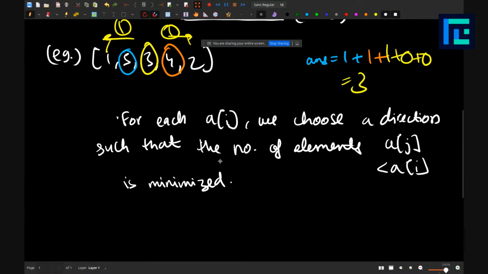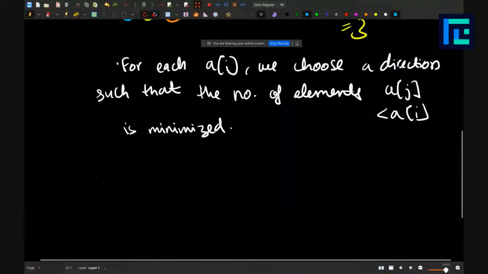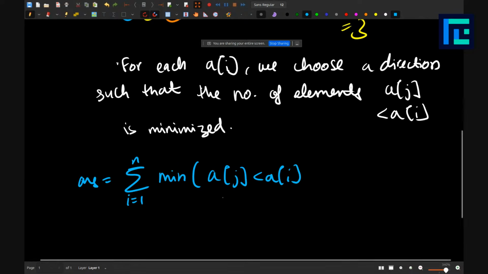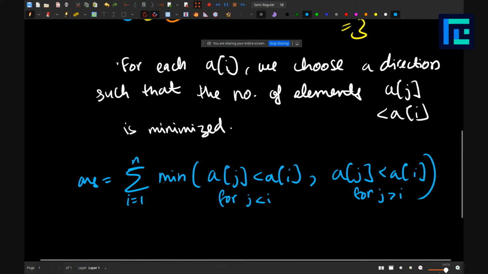Okay, so basically our answer is going to be for each i. So our final answer, we can just write it down directly. So our answer is going to be the sum for each i of the minimum of the count of a of j less than a of i for j less than i, comma, the count of a of j less than a of i for j greater than i, right? And that's it. And then when we find this sum, we can print our answer. They will choose the minimum direction, and we are finding how many they will disturb on either side for each element, right? So that's it.